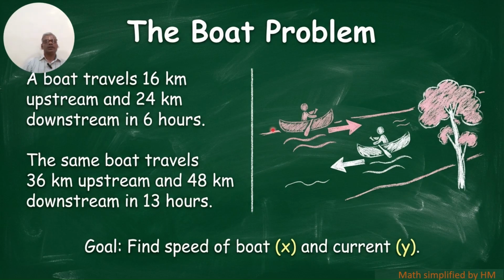Now we move to our real world problem. The best one is the boat problem. Let us consider the example. A boat travels 16 km upstream and 24 km downstream in 6 hours. Under another condition, the same boat travels 36 km upstream and 48 km downstream in 13 hours. Here our goal is to find the speed of the boat, x, and the current, y.